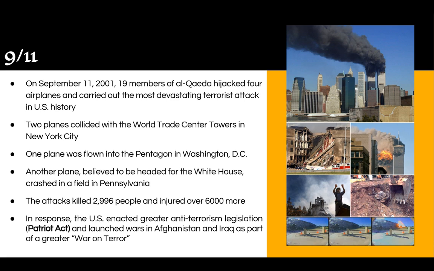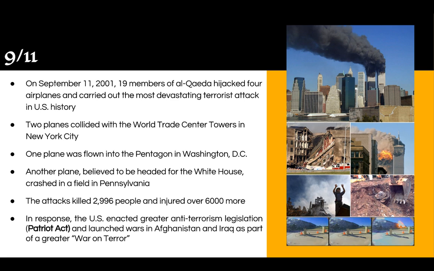On September 11th, 19 members of Al-Qaeda hijacked 4 airplanes and carried out an attack on New York and Washington, D.C. 2 planes collided with the World Trade Center towers, which you see there at the top. 1 plane was flown into the Pentagon, which is where the U.S. Department of Defense is located. And another plane, which was believed to be headed for the White House, ended up crashing in a field in Pennsylvania as the passengers on that jet basically took control and flew it into the ground to prevent the attack.